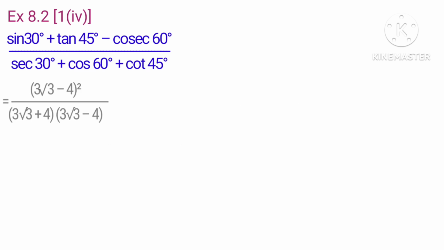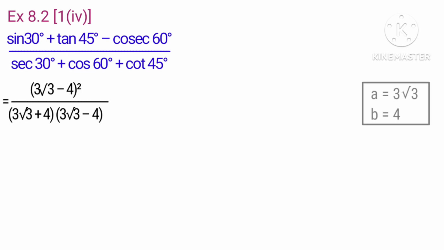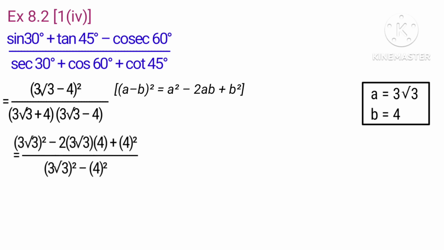Now we can take a is equal to 3 square root of 3 and b is equal to 4. If you see the numerator, it is in the form of a minus b to the power of whole square, that is a square minus 2ab plus b square. So we can write it as 3 square root of 3 to the power of whole square minus 2 into 3 square root of 3 into 4 plus 4 square. If you see the denominator, it is in the form of a plus b into a minus b, that is a square minus b square. So we can write it as 3 square root of 3 to the power of whole square minus 4 square.